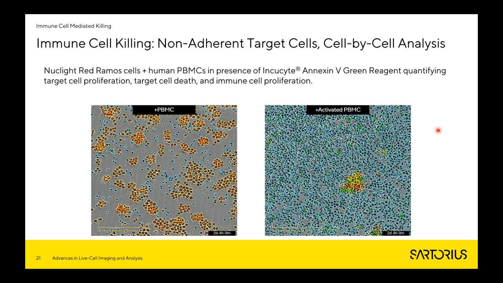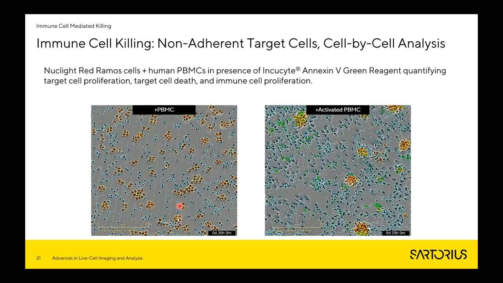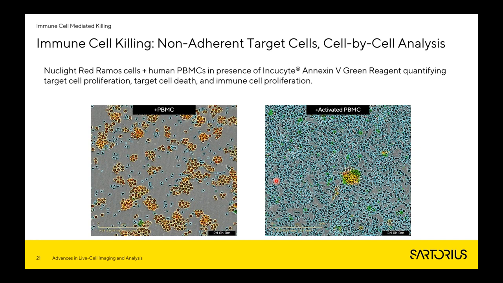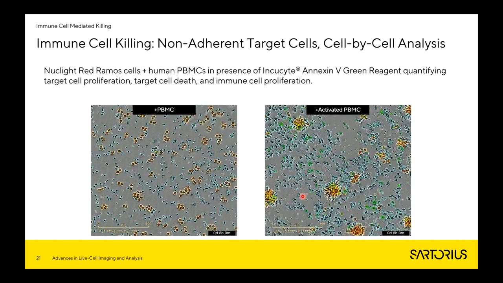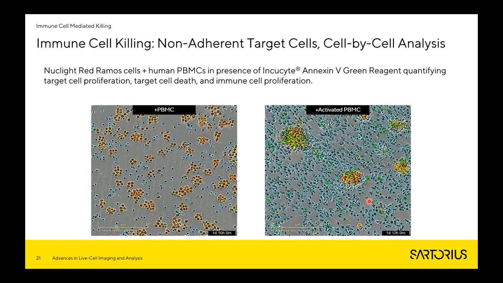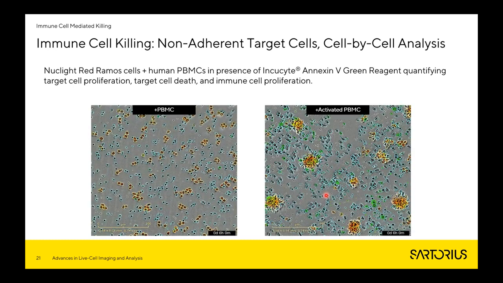the assay. In this particular example, we have Ramos B cells as our target cell type. These are cultured with both non-activated and activated PBMCs in the presence of Annexin-5 green. We can see with the non-activated PBMCs, we get a proliferative response from the Ramos cells. However, with activated PBMCs, we see proliferation of the PBMCs themselves, we see swarming of the Ramos cells, and we see green fluorescent signal as the cells are beginning to die. We can also see some morphological change as well.